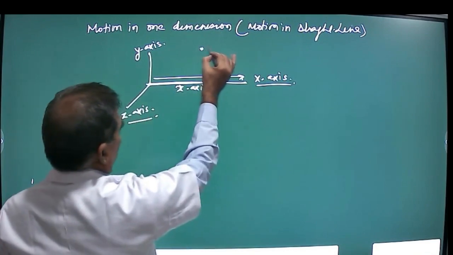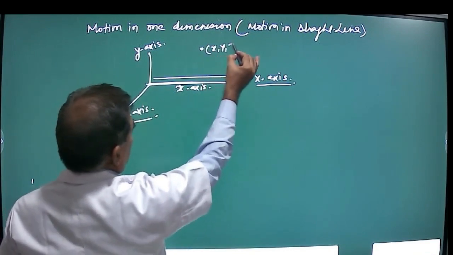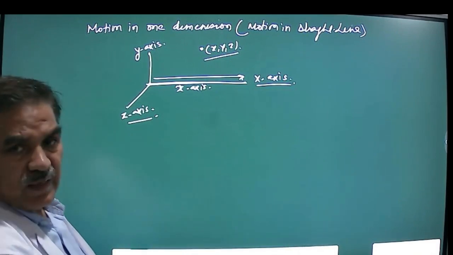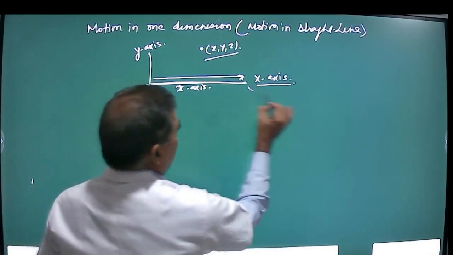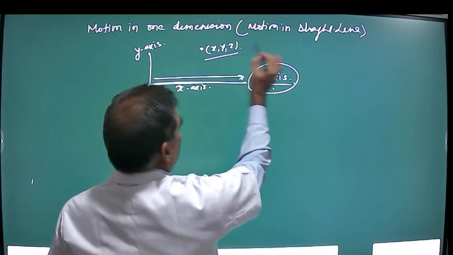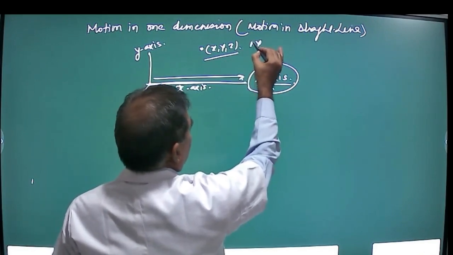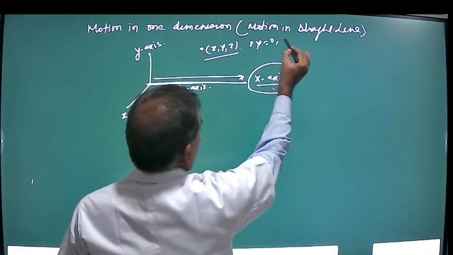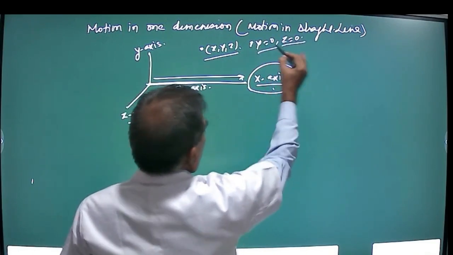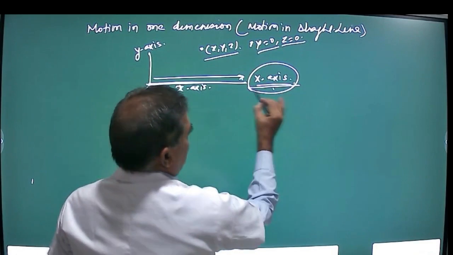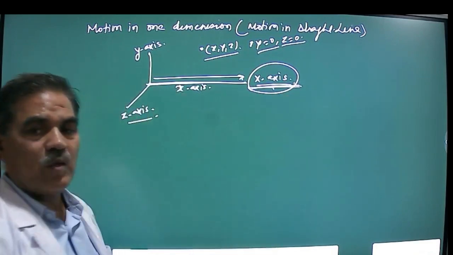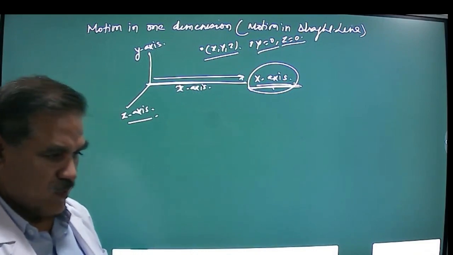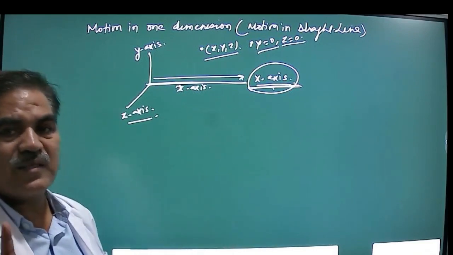If there are three coordinates x, y, z, and the motion is confined to one direction, then only one variable will change. Delta y and delta z will be 0. Only the x variable will change. It means only one variable is sufficient to represent the whole motion. So this is said to be the motion in a straight line.